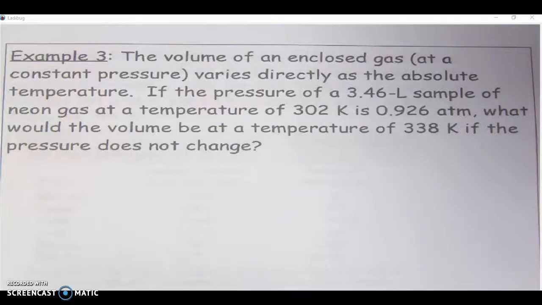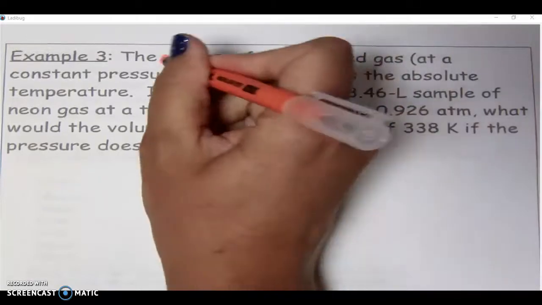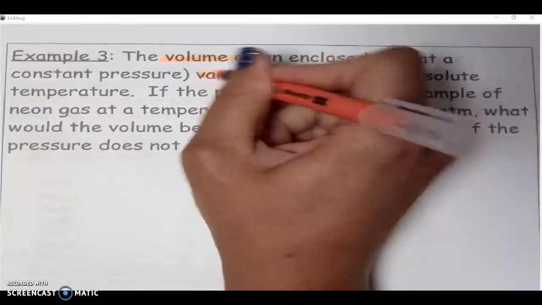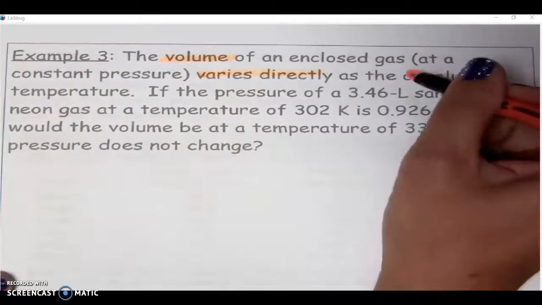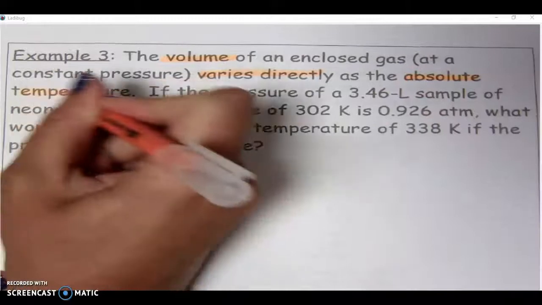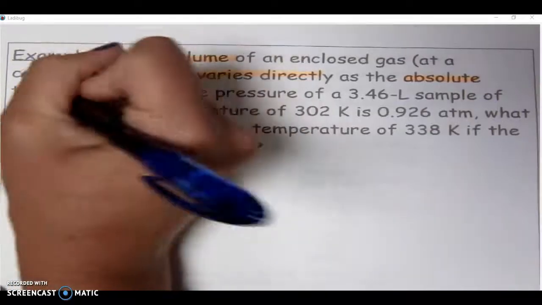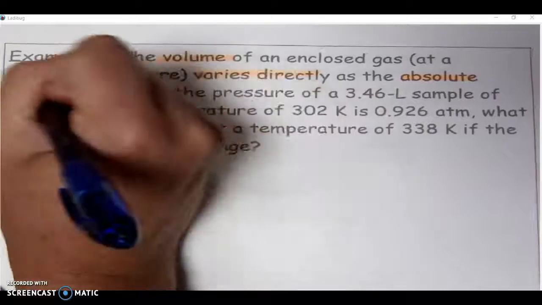Okay, so next we're going to look at a word problem. It says the volume of an enclosed gas at a constant pressure varies directly as the absolute temperature. And that's all I'm going to read right now. So it says the volume of a gas varies directly as the absolute temperature. Okay, because this says constant pressure here, we really can just ignore pressure.